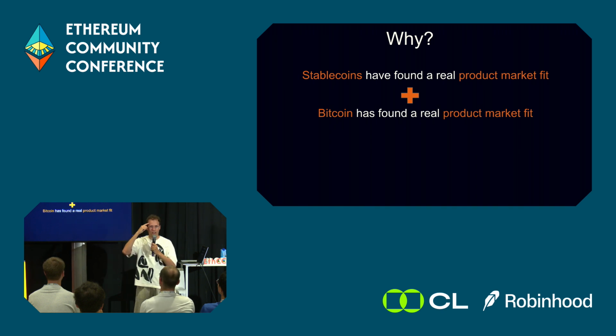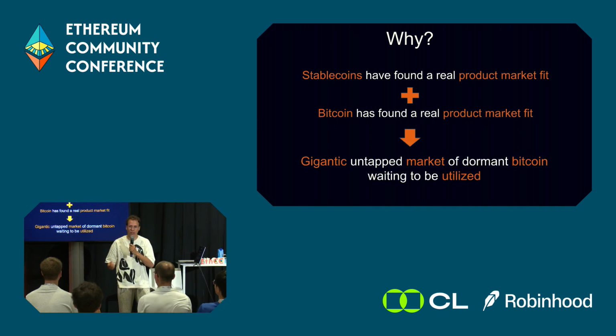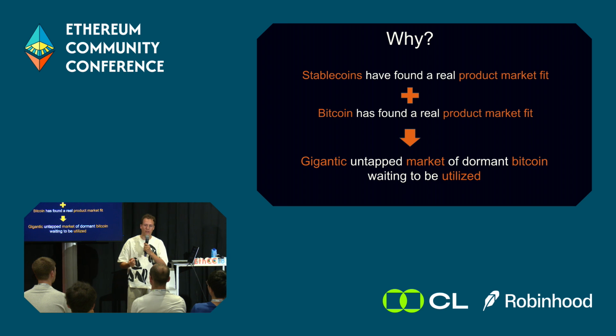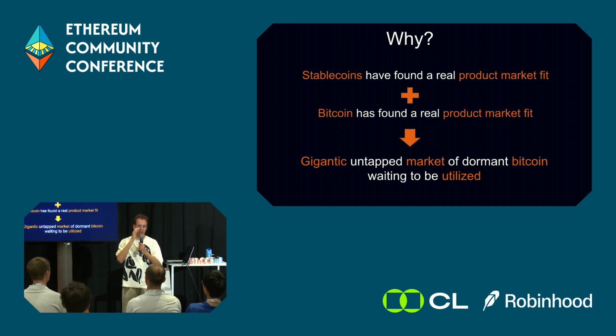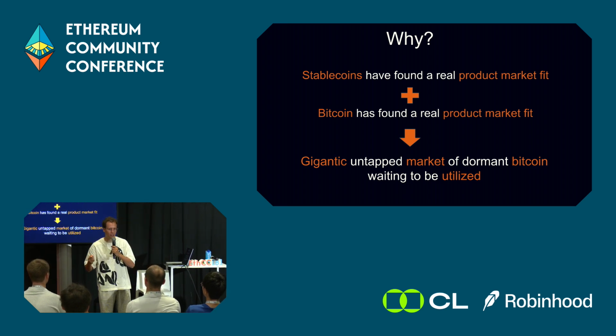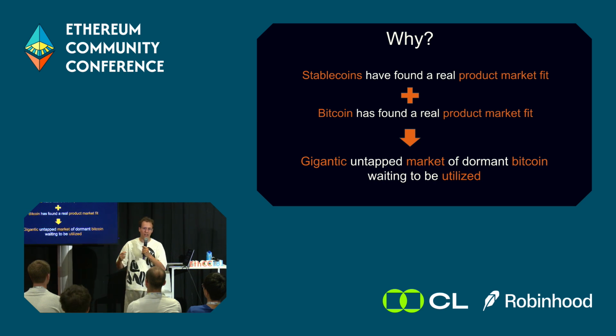Because if you imagine that you can build a stablecoin backed by Bitcoin, then you're actually tapping into this gigantic market of Bitcoin that's dormant, right? Because right now what you can do with Bitcoin is simple. You can hold it, you can transfer it. You can't actually program anything on it. But if we manage to be able to do that, then we'd be able to do the stablecoin, and that would make it really useful, right?